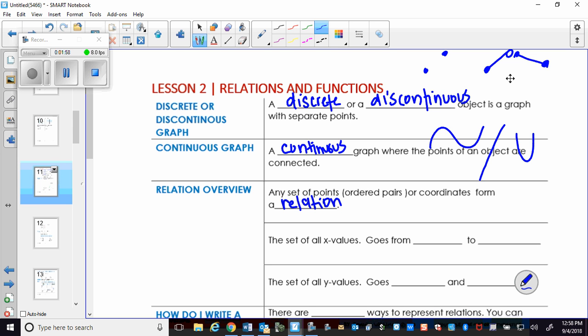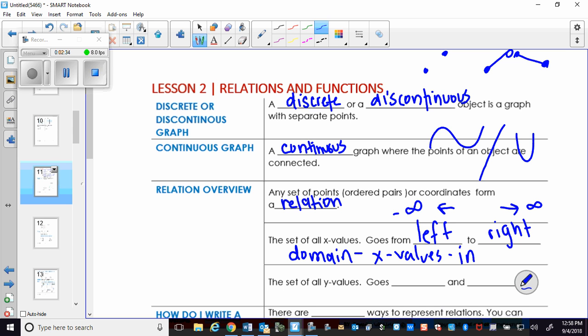So the set of all x values always goes from left to right. If I'm going in the left direction, I'm going to negative infinity. If I'm going to the right, I'm typically going to positive infinity if it's continuous. Okay? Now, this is the domain. X values, also called inputs. Domain, x values, inputs.